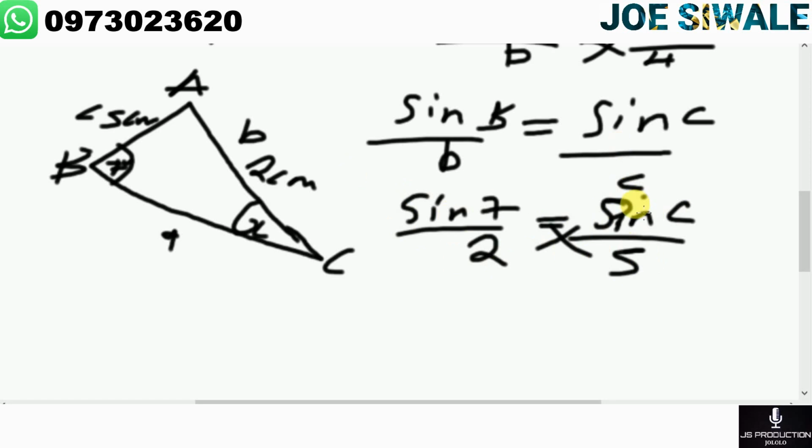So you use the sine rule when you have been given two sides and one angle, or when you have been given two angles and one side. It also actually depends on the angle or the side that you have been asked to find. Let us look at the cosine rule.